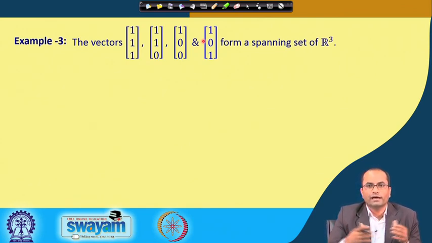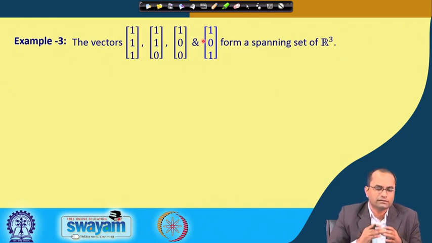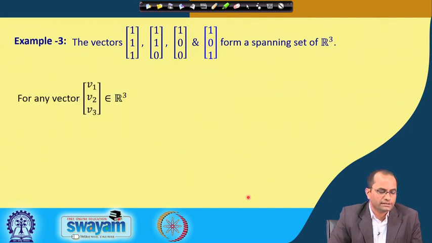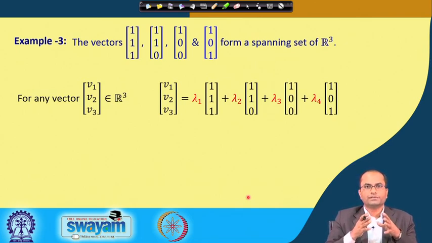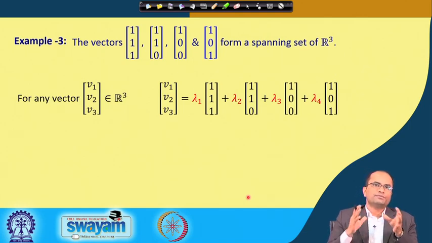So you can have really a different number of elements in the spanning set, quite different elements also in the set. So here we will check how this forms a spanning set. For any general vector v1, v2, v3, we again have to consider this linear combination, that is, whether we can write down this v1, v2, v3 as a linear combination of these 4 vectors.